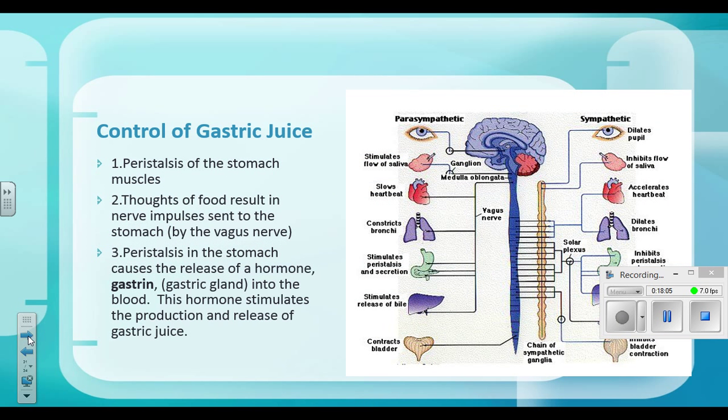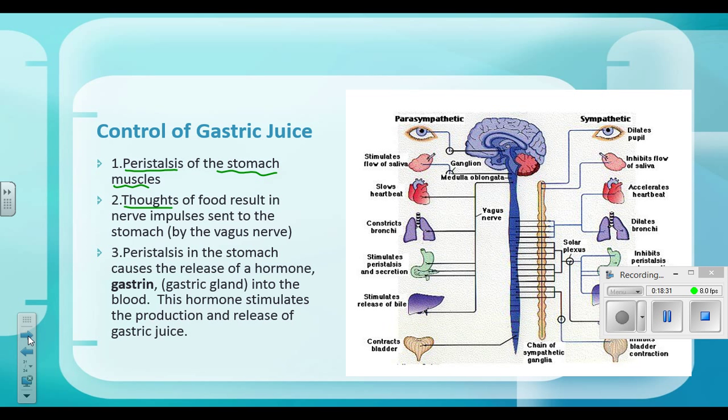So we'll talk about gastric juice. Please don't draw that picture on the right. I put it there because I wanted to illustrate something cool about your nervous system to you. Your gastric juice is controlled by a few things. Peristalsis, specifically stomach muscles. So as soon as food enters your stomach and your stomach muscles start moving the food around, that stimulates your gastric juice.